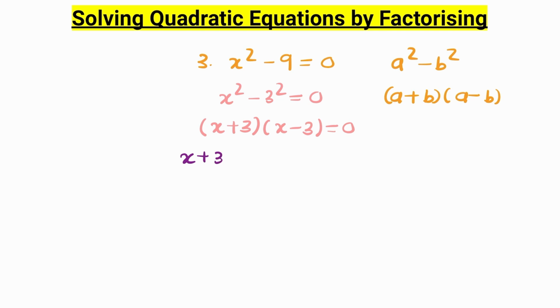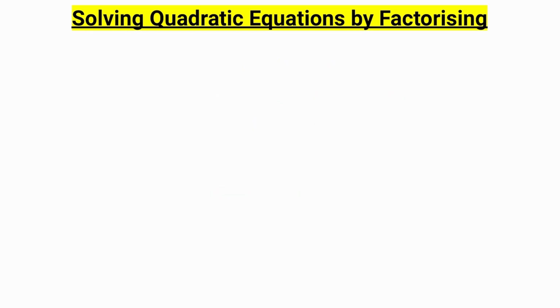X plus 3 equals 0. X minus 3 equal to 0. In the first equation we can take plus 3 to the other side as minus 3. X equal to minus 3. That's one solution. And in the other equation x minus 3 equals 0. We can take minus 3 to the other side as plus 3. X equal to 3. Let's take another example question from difference of 2 squares.